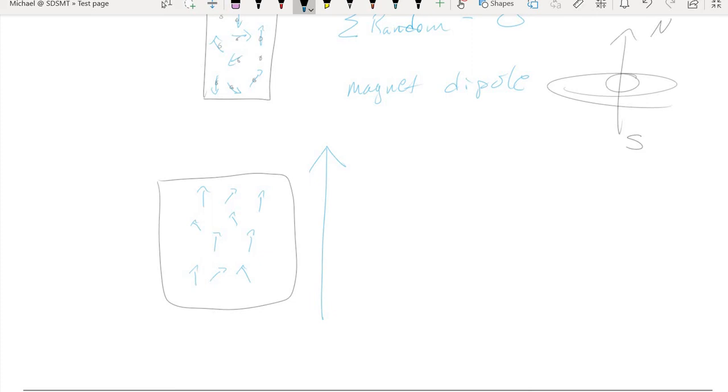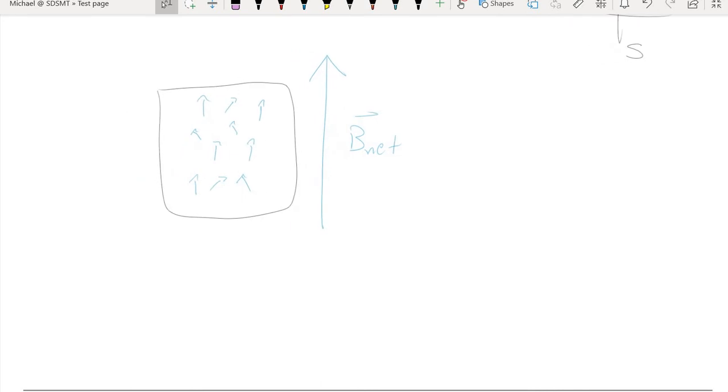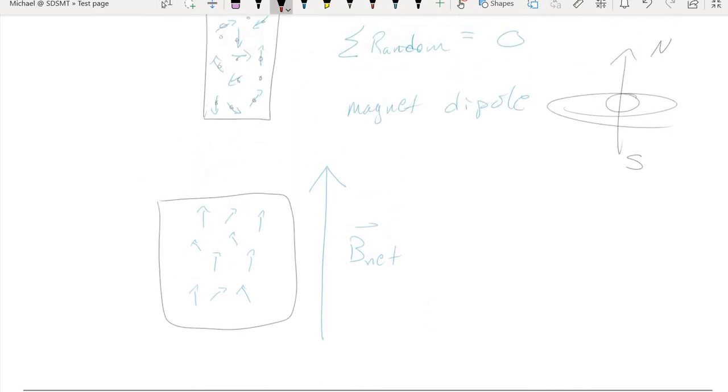And if I could do that, then I would see a net macroscopic combination that would produce a net magnetic field for that larger chunk of iron. Or it could be something else. There's lots of different materials and composites that can be used to make magnets. So how do I go from this to this? How do I get those magnetic dipoles to rearrange themselves?